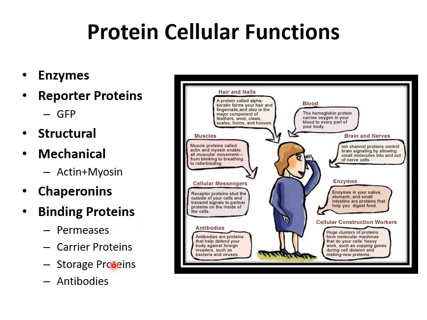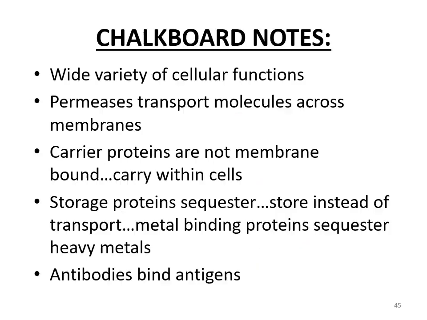And then the list that I have here, permeases are basically what we saw can transport molecules across membranes. Carrier proteins, those can carry things within cells. You have storage proteins that can store things instead of transport. And you have antibodies, which are critical to your immune system function. Okay, so proteins are very, very important.